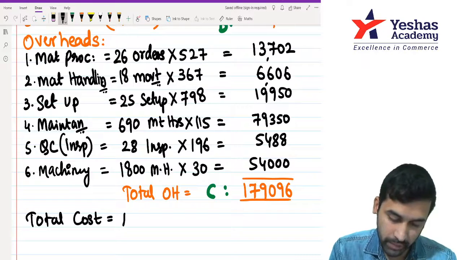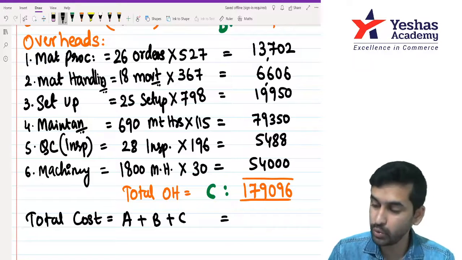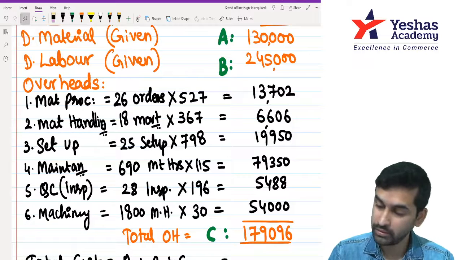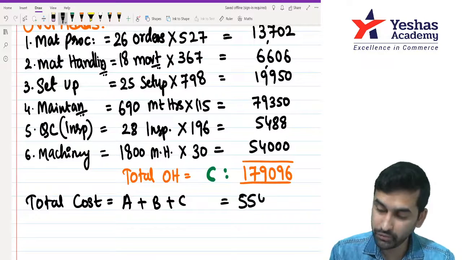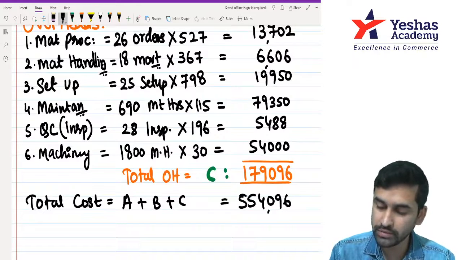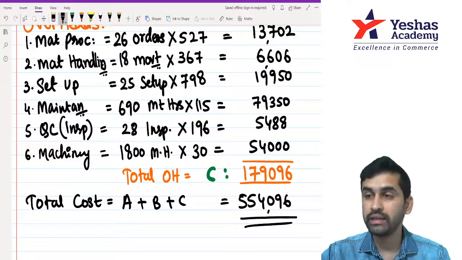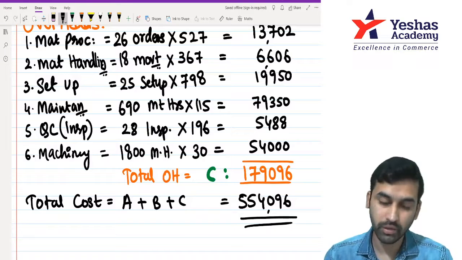So now the total cost, that will be A plus B plus C, material plus labor plus overhead. I am getting 554096. Got it?